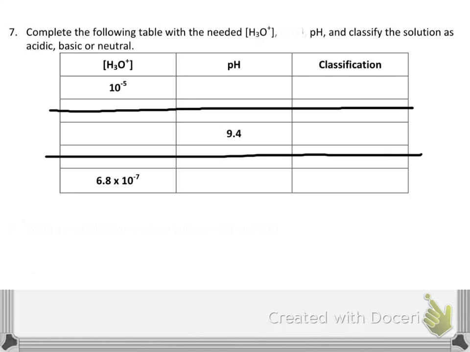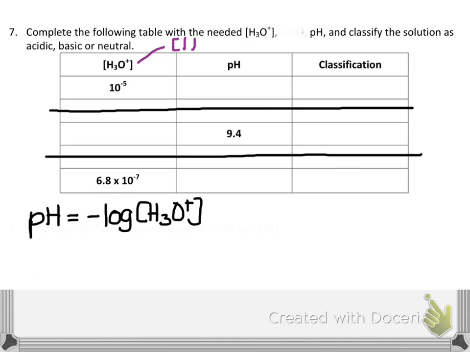neutral. So the equation, if we're given the acid concentration, to find the pH we use the negative log of H3O+. Now remember that H3O+ can be abbreviated using H+. So if you see H+ somewhere instead of H3O+, just remember that they're talking about the same thing.